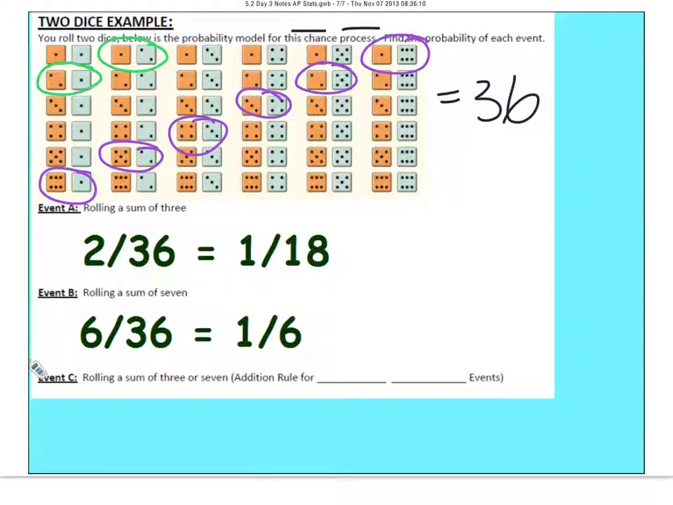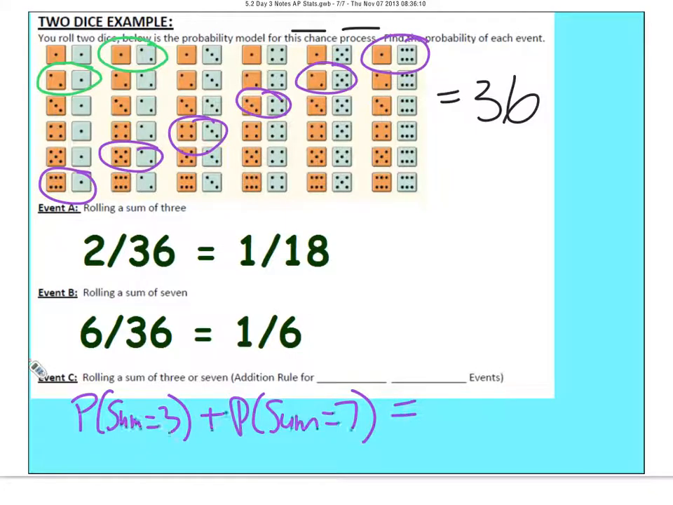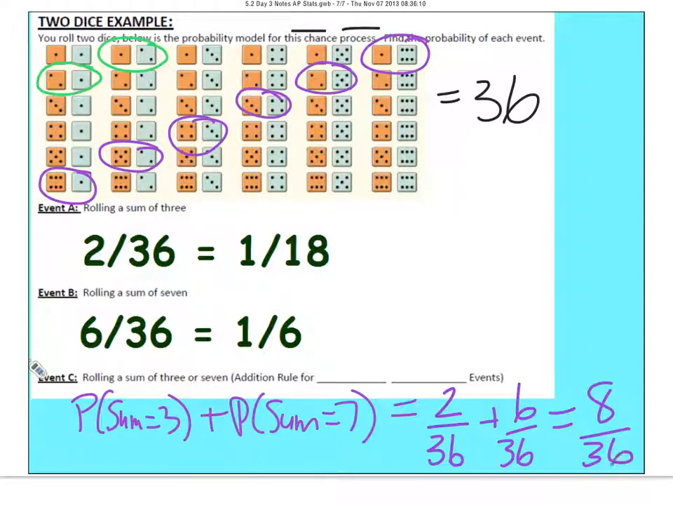So in this case, what I want to find is the probability that the sum is equal to 3, or the probability that the sum is equal to 7. Now, we already found those. We know the sum of 3, I'm going to keep that as 2 out of 36. The sum of 7 is 6 out of 36. This will simplify to 8 out of 36.